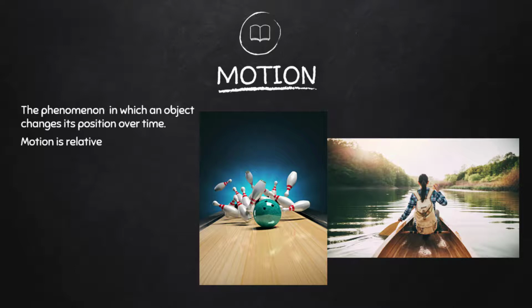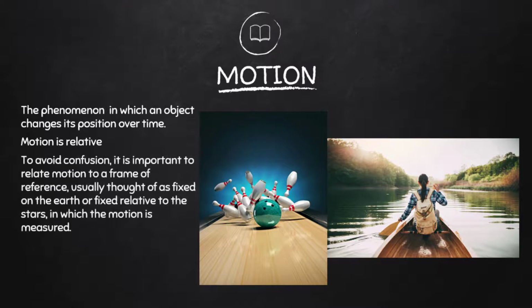To avoid confusion, it is important to relate motion to a frame of reference, usually thought of as fixed on the earth or fixed relative to the stars, in which the motion is measured. For many problems, it is convenient to use moving frames of reference. It is then necessary to specify the nature of the motion of the frame. The frame of reference generally takes the form of a set of coordinate axes in which the motion is pictured.